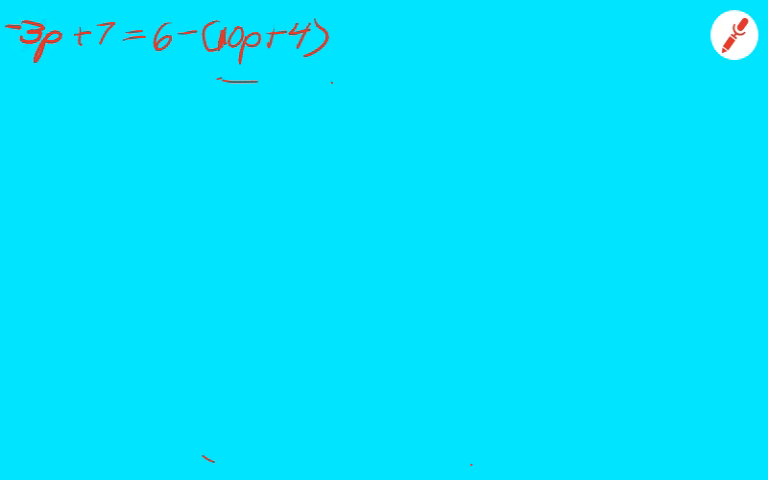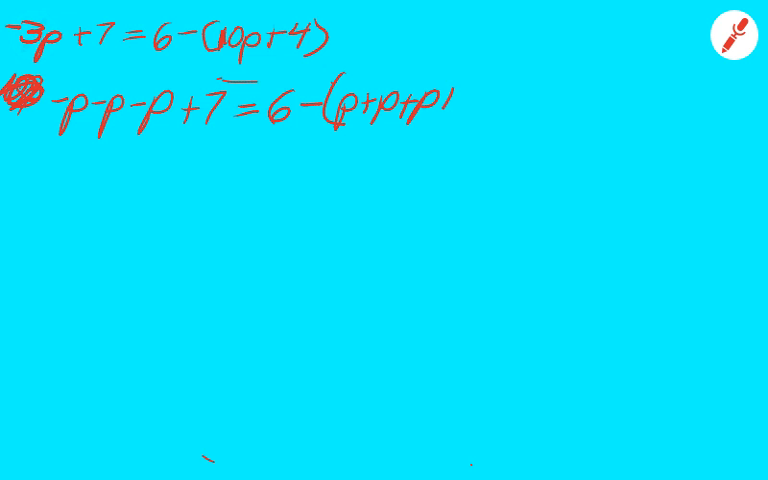Somehow or other, I got that all marked up, and I didn't mean to. Well, anyway, let's move along. Negative 3p is minus p minus p minus p, plus the number 7 equals the number 6 minus the thing in parentheses. And the thing in parentheses is p plus p plus p plus p plus p plus p, that's 1, 2, 3, 4, 5, 6, plus p plus p plus p plus p plus 4.